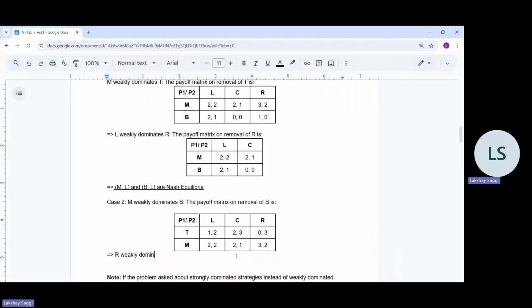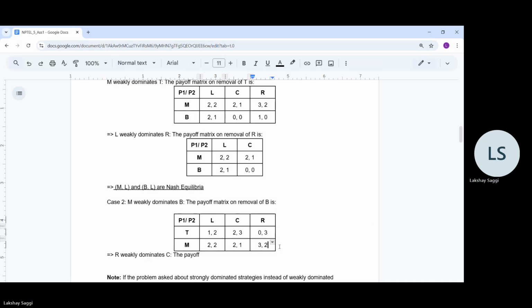So I'm just explaining the example of the lecture again, but maybe this will help you understand what was discussed in the lectures. R weakly dominates strategy C. So now we remove the strategy C.